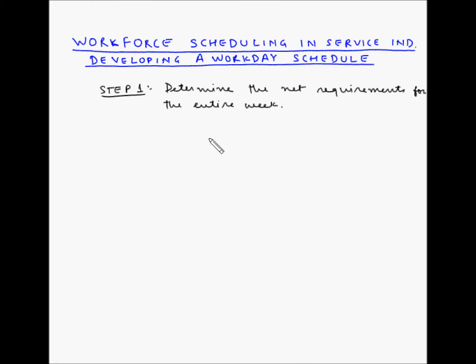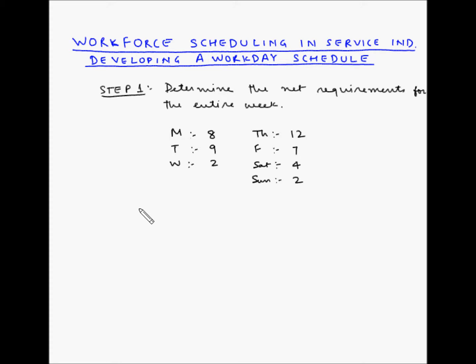So let us take an example of nurses being scheduled for a hospital. So the net requirements could look something like this. On Monday, the requirement is for 8 nurses. On Tuesday, the requirement is for 9 nurses. On Wednesday, the requirement is for 2 nurses. On Thursday, the requirement is for 12 nurses. On Friday, the requirement is for 7 nurses. On Saturday, requirement is for 4 nurses, and on Sunday, requirement is for 2 nurses.